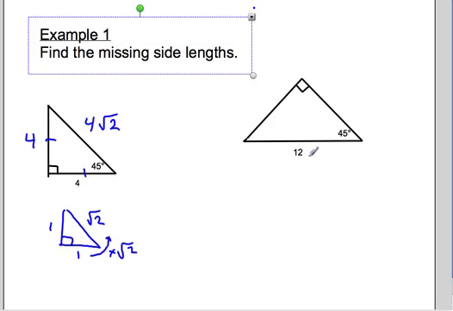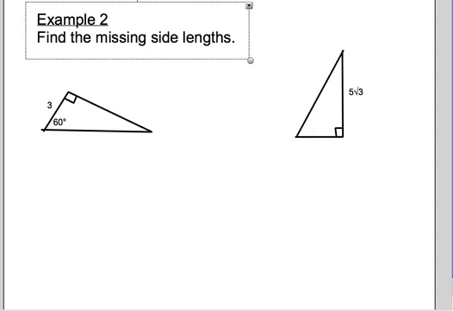Okay, now here we have the hypotenuse. It's 12. And if you multiply by root 2 to get from one of the legs to the hypotenuse, then to go backwards, from hypotenuse to the leg, you've got to divide by root 2. So what am I going to do here? I'm going to find this side length by doing 12 divided by root 2. Alright, and you can simplify that as well, or I'm just going to leave our answer like that for now.